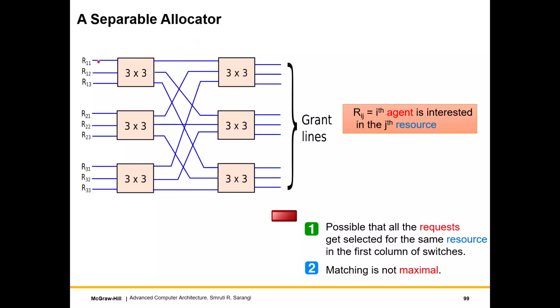So here, as you can see, we have 9 request lines and we have 9 grant lines. So let Rij, as you can see, there are numbers written here, there is i written over here, there is j written over here. So Rij means that the ith agent is interested in the jth resource. So basically, if there are 3 agents and 3 resources, right? So let's say there are 3 agents and 3 resources.